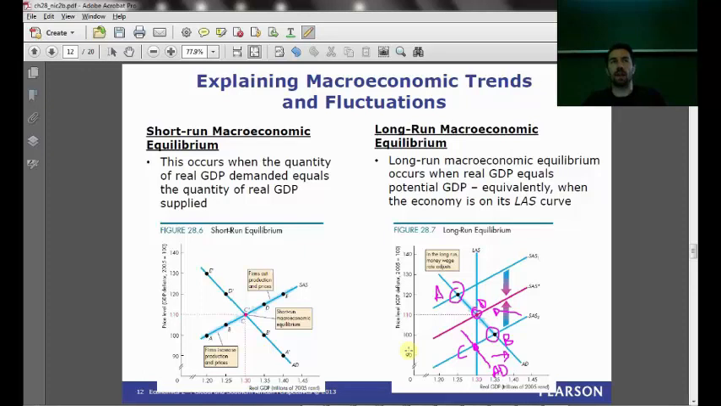Let's talk through those dynamics and how that happens. Remember, the short-run aggregate supply curve shifts when there's a change in the price of the factors of production, for example, the money wage rate.